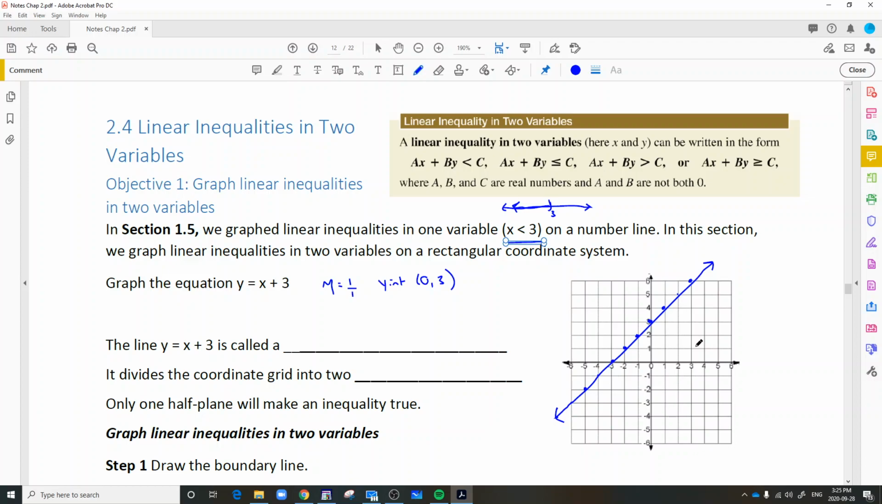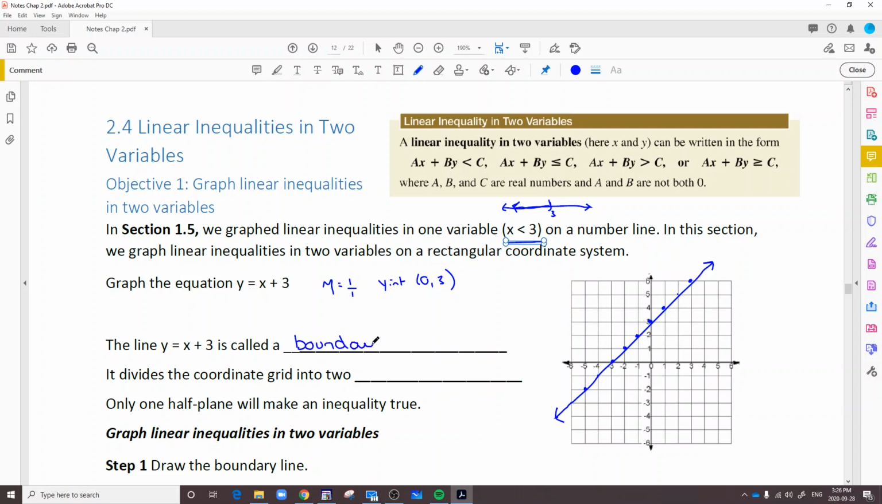So if we were just doing linear equations, the solution to this would be every point on the line. And that would make y equal x plus 3. So every point on this line satisfies this equation and makes it true. We're going to move on to inequality. So there's going to be more than the points on this line that's going to make your inequality true. But no matter what, you're going to start with this line. This line is called a boundary line.